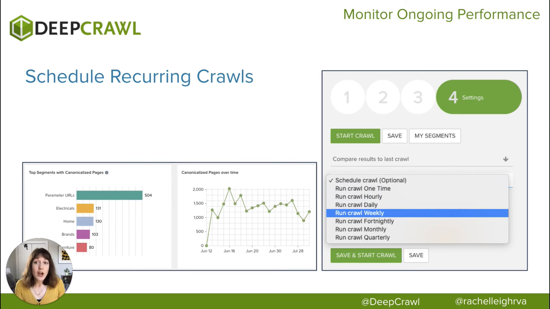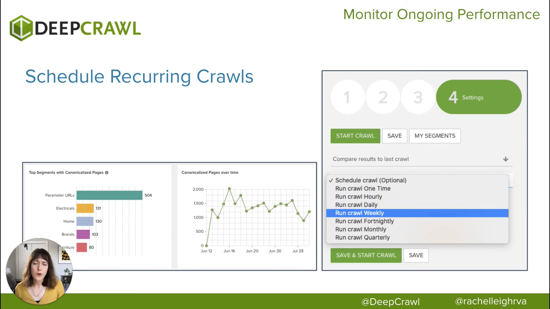So to begin here, I schedule recurring crawls. If you don't have data going into the future about your technical performance, how will you know if things are changing? So weekly, fortnightly, or monthly crawls of your website will allow you to monitor for new technical issues. I also really like to use segmentation for this.